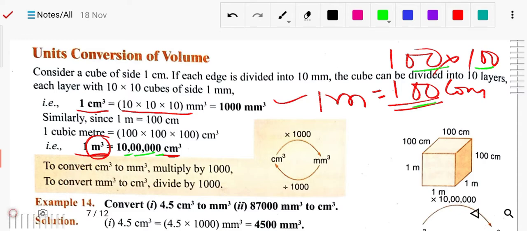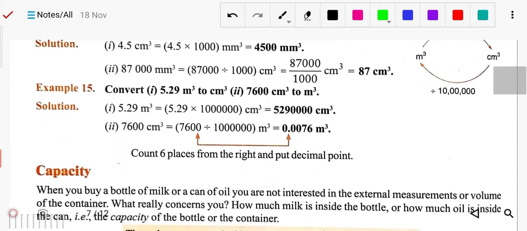Similarly, you can reverse it. Reverse means going from lowest to highest, so you have to divide. Here, to convert centimeter cube to millimeter cube, you have to multiply by 1000. If you are converting millimeter cube to centimeter cube, you have to divide by 1000. Millimeter to centimeter means lowest to highest, so you divide. Centimeter to millimeter means highest to lowest, so you multiply. You can remember and learn this. We will follow these same things here.